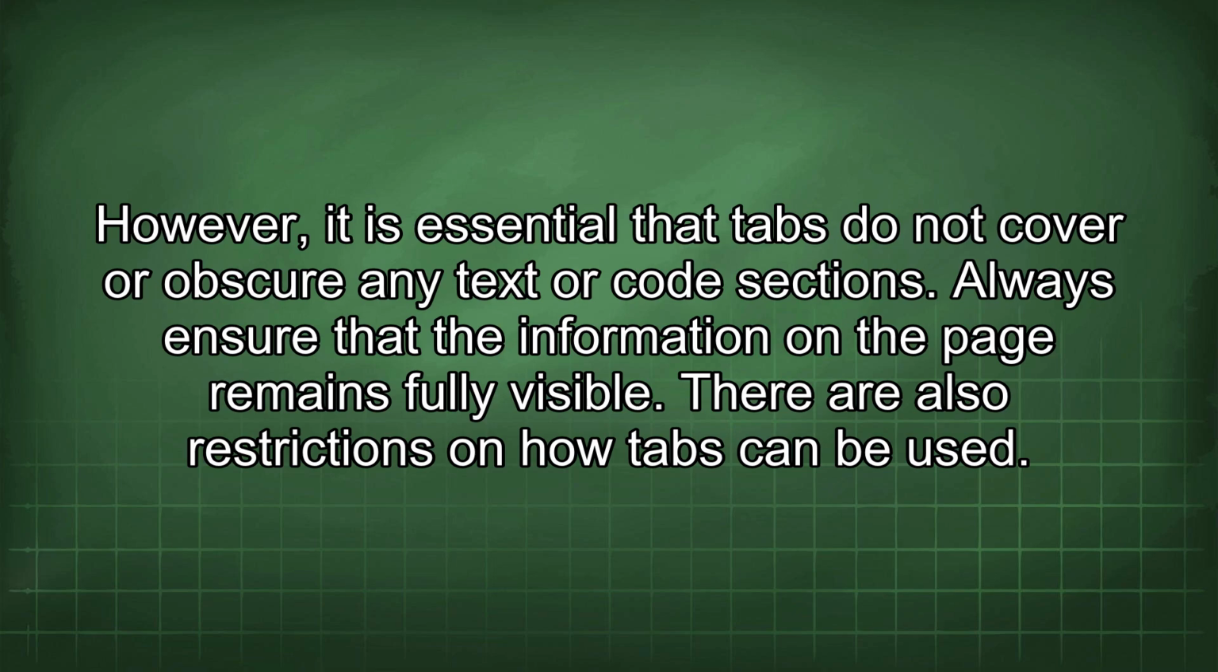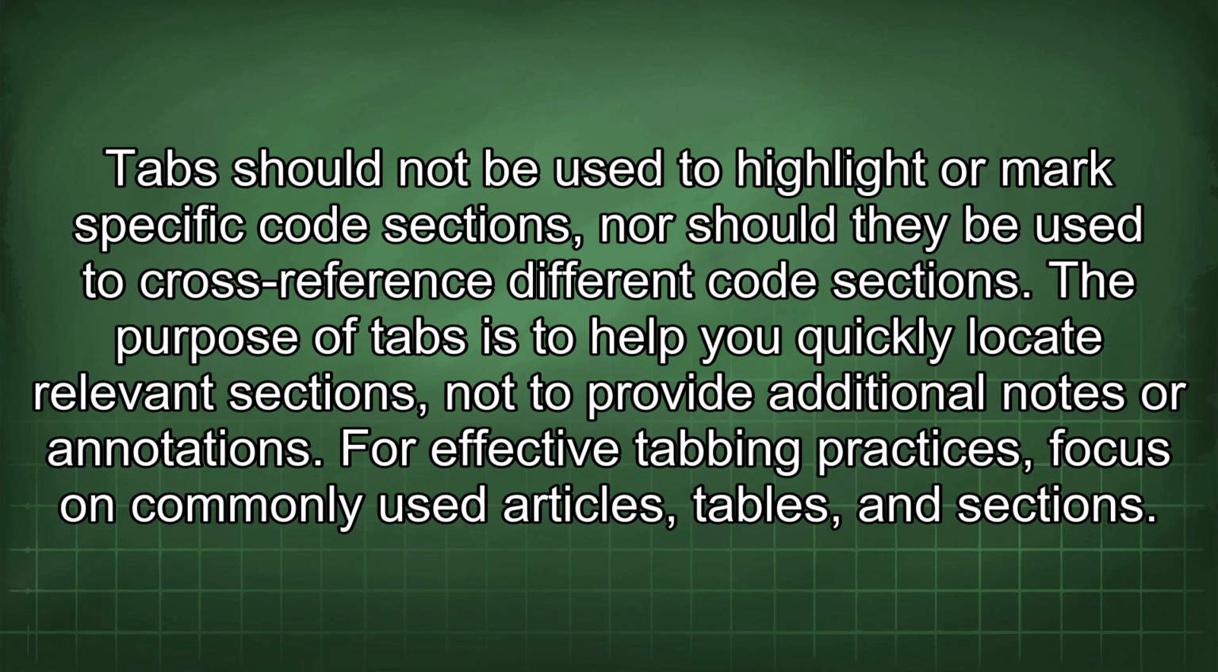There are also restrictions on how tabs can be used. Tabs should not be used to highlight or mark specific code sections, nor should they be used to cross-reference different code sections. The purpose of tabs is to help you quickly locate relevant sections, not to provide additional notes or annotations. For effective tabbing practices, focus on commonly used articles, tables, and sections.